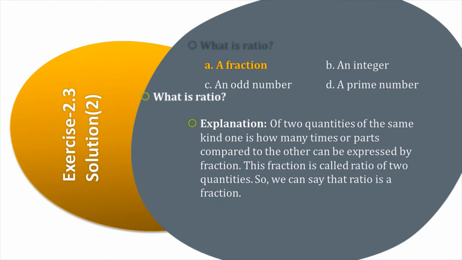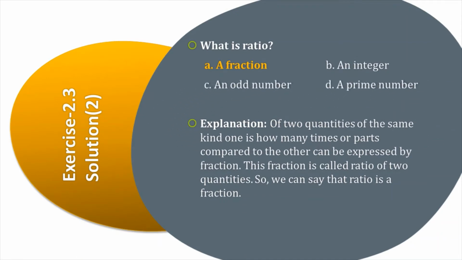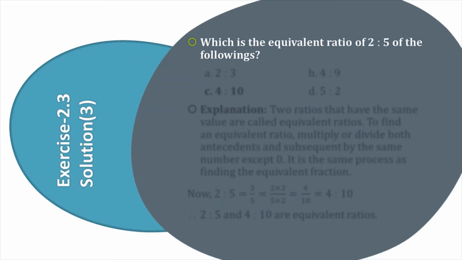So my dear student, this is solution number 2, ratio, and these are the options, and you can see from the explanation that ratio is a fraction. Let us see the solution number 3. That is the question, which is the equivalent ratio of 2:5 of the followings. Let us see the options. A 2:3, B 4:9, C 4:10, D 5:2.